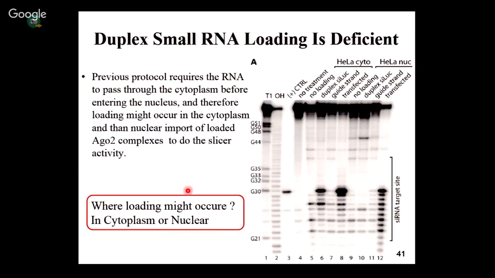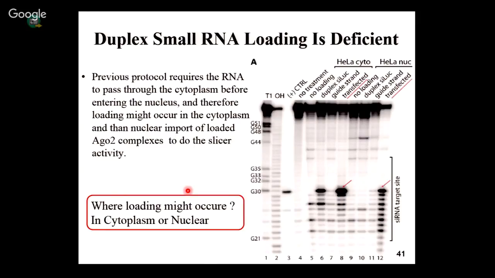In previously examining AGO2 slicer activity in vitro, the extracts were initially prepared from cells that were transfected with siRNA. And this protocol required the RNA to pass through the cytoplasm before entering the nucleus, and therefore loading might occur in the cytoplasm, with the nuclear import of the complex to do the slicer activity. To determine where loading was occurring, they added small RNAs directly to nuclear extracts prepared from untreated T cells, and subsequently performed in vitro assays for slicer activity.